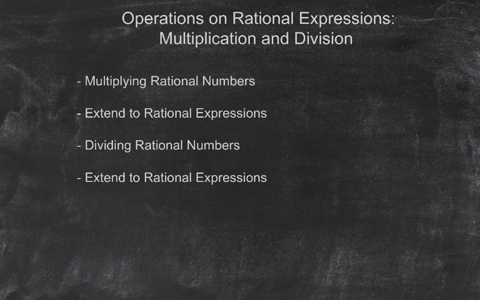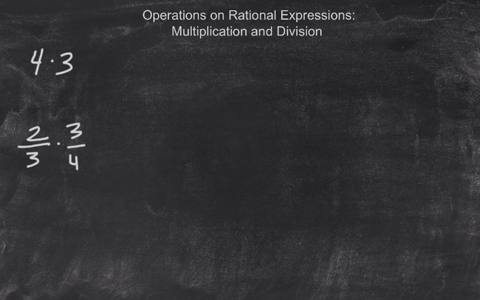Alright, this is the second video about simplifying rational expressions. We'll look at multiplying rational numbers, meaning fractions, and then extend that understanding to rational expressions, and then do the same for division. So the first example we want to see here is an example of integer multiplication.